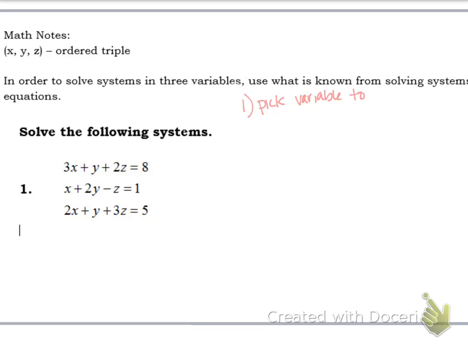I'm going to look at my x's, y's, and z's. It looks like my y's could match up pretty easily, so I'm going to pick y's to eliminate. I'm going to label here star, heart, square. I'm going to pick two of them. Let's pick star and square first.